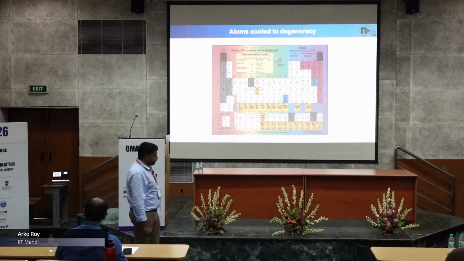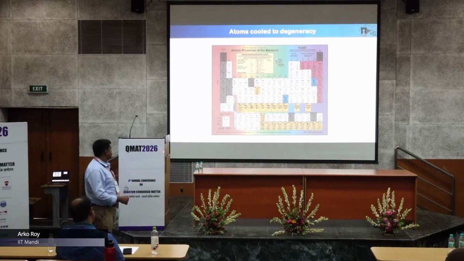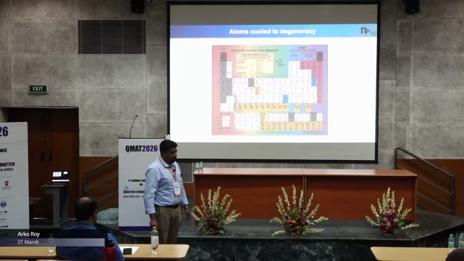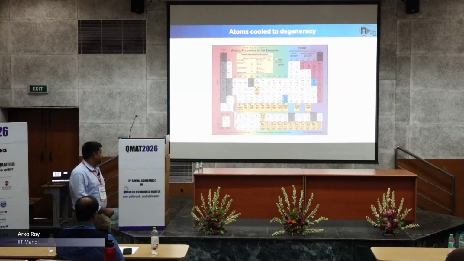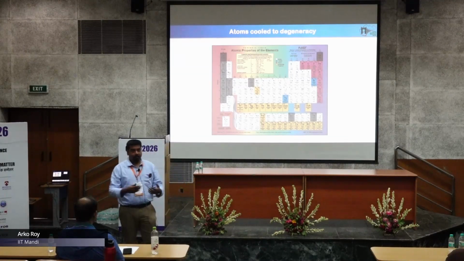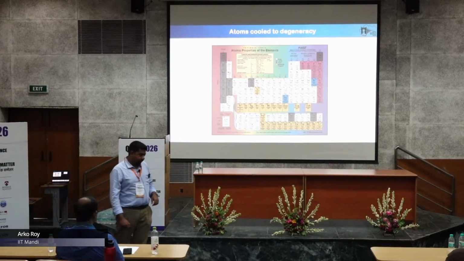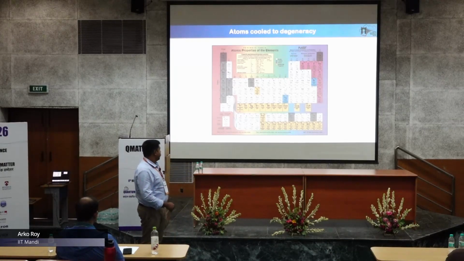So till now, the group 1 alkali elements have been cooled to degeneracy, and these are sodium, potassium, rubidium. And also we have something called dipolar BECs, in which people take transition metals like chromium, dysprosium, or ytterbium. And also people are now talking of mixing these two kinds of atoms to form multi-component Bose-Einstein condensates, which is the topic of our study for today's discussion.